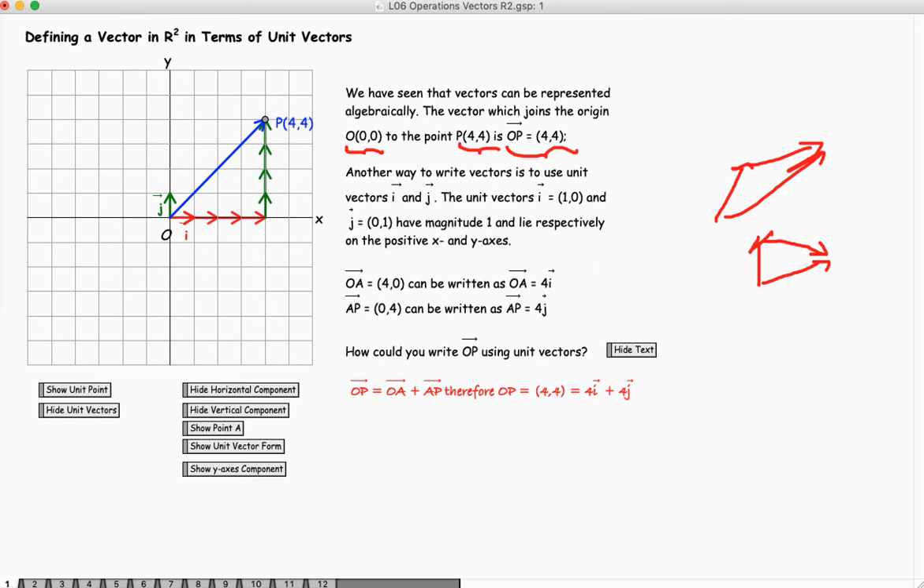I should also mention that the unit vector for the x-axis is represented as 1, 0, and the unit vector on the y-axis is represented as 0, 1. So there are two ways to write vector OP. We can write it as 4, 4, or we can write it as 4 vector i plus vector j. So two ways. This is unit vector form, and this is just Cartesian form.